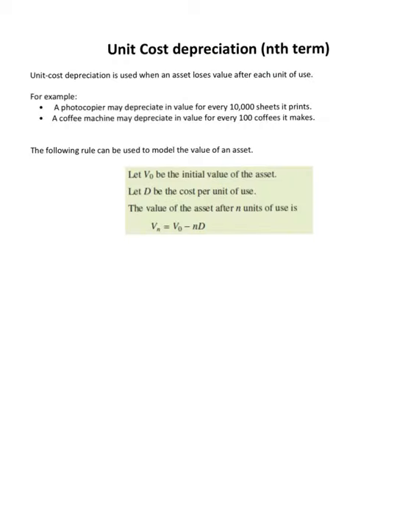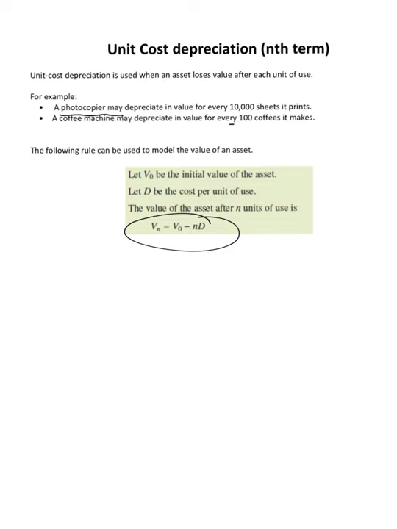The next part is looking at unit cost depreciation and finding the nth term. Once again, we can use the rule below to find the value of the asset after any number of units of use. Very similar to flat rate depreciation, except for unit cost depreciation, the asset is depreciating after a number of units of use. For example, a photocopier may depreciate in value every 10,000 sheets, or a coffee machine may depreciate in value every 100 cups of coffee that it makes.